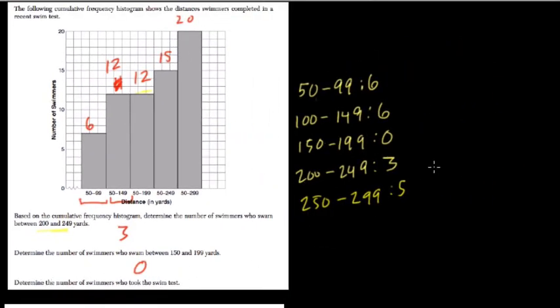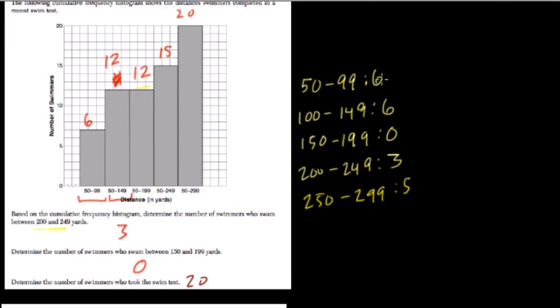Determine the number of swimmers who took the swim. So how many are there in total? Well, there are going to be 20, right? It's the final bar of the cumulative frequency histogram. But we can count up the total anyway. 6 and 6 is 12, plus these 8 right here is 20 people.